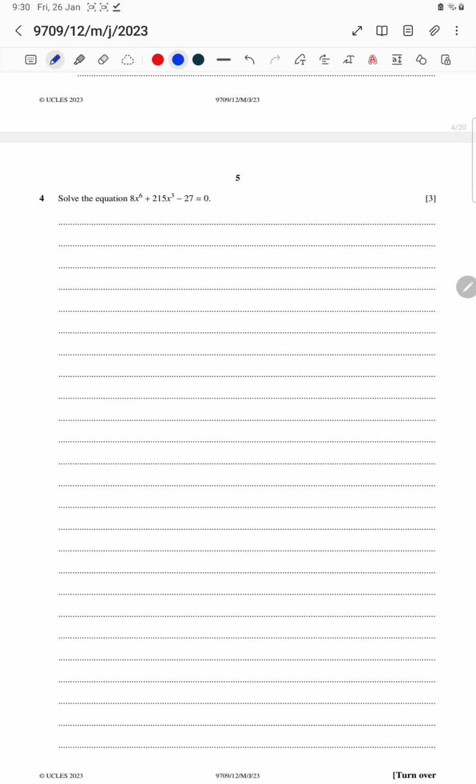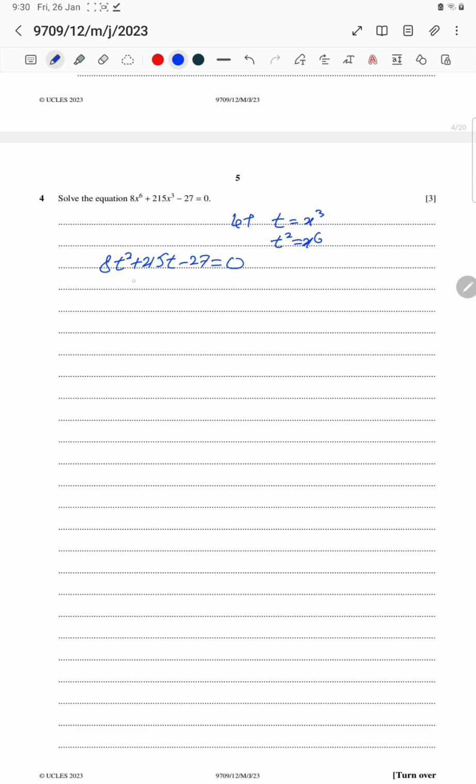Okay guys, here we have question 4. Solve the equation 8x^6 plus 215x^3 minus 27. This we need to solve by converting this into a quadratic. Let t is equal to x cube. So t square will be x^6. So we'll see 8t square plus 215t minus 27 equal to 0.